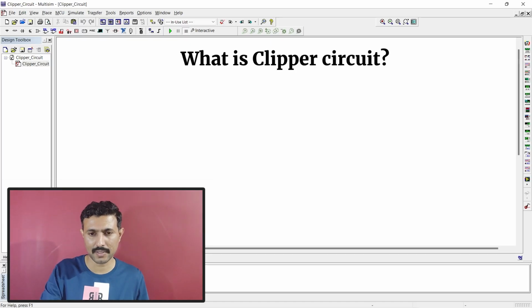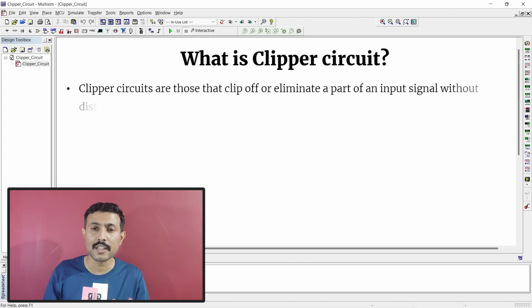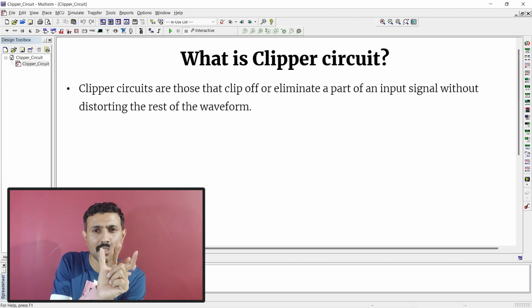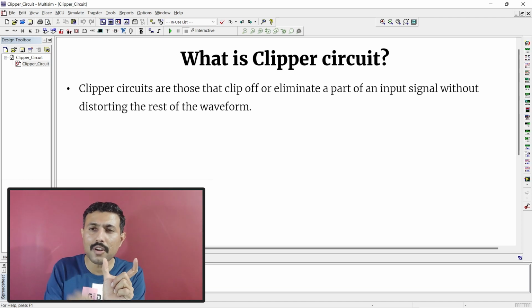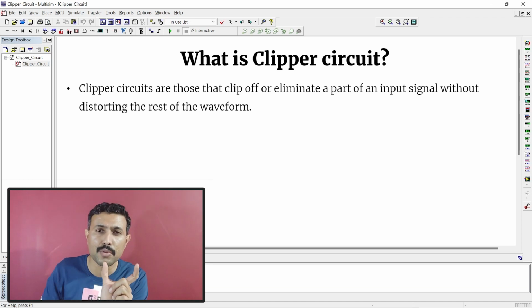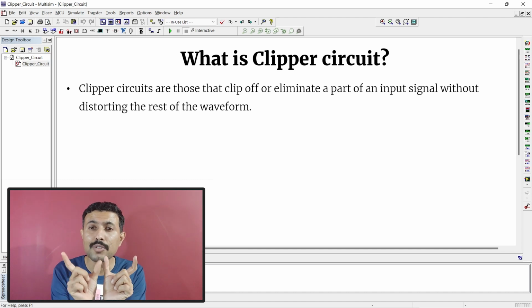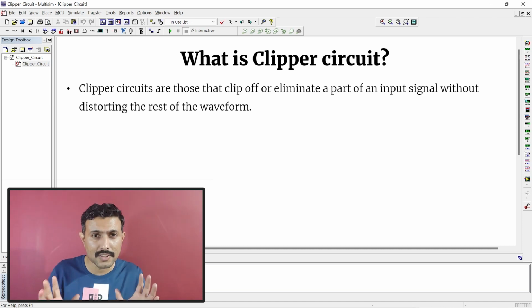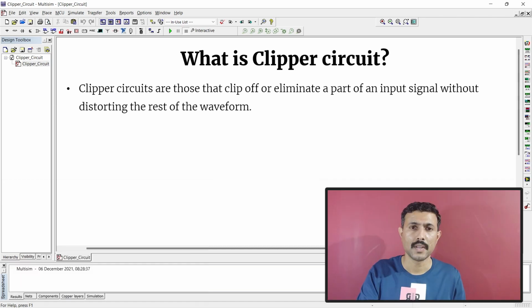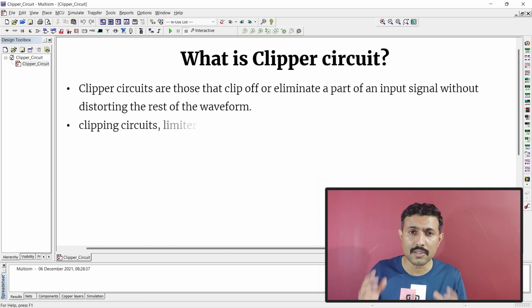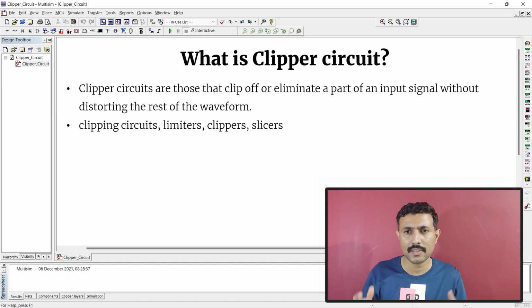What is clipper circuit? So basically, clipper circuits are those circuits which clip off a portion of the input signal or erase a portion of the input signal without changing or without distorting the rest of the signal. So this is basically the clipper circuit. This circuit is also known as clipping circuit, limiters, clippers, slicers, etc. So these are the different names of clipping circuit.